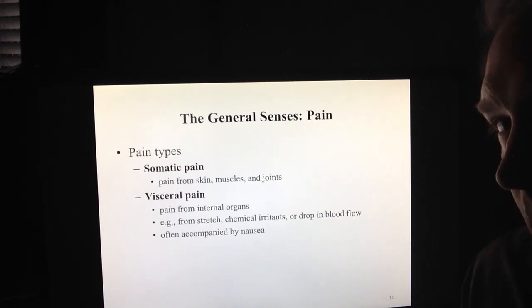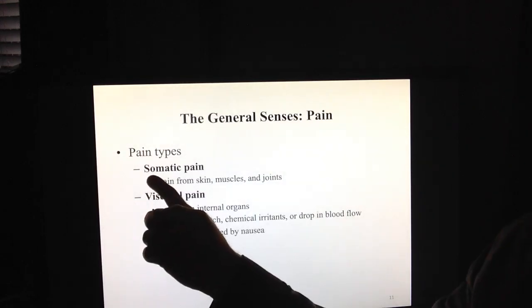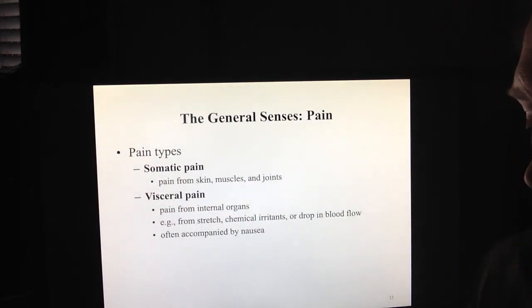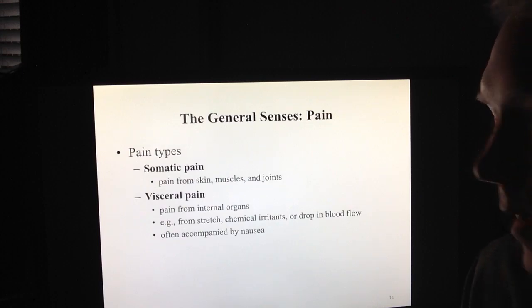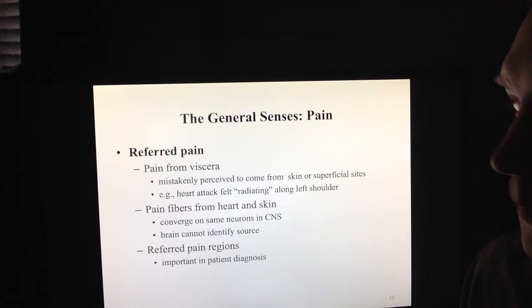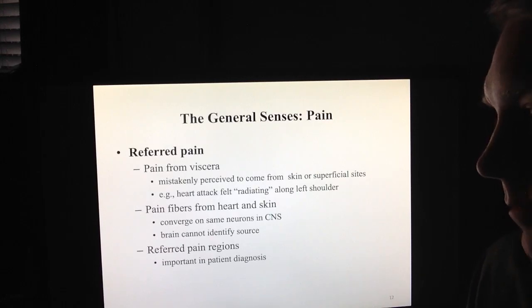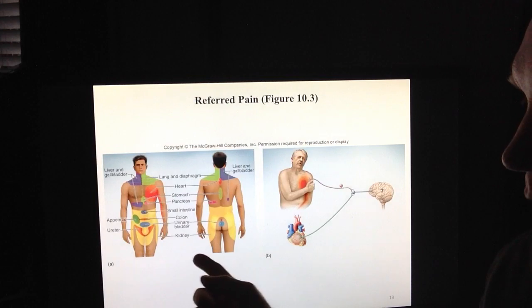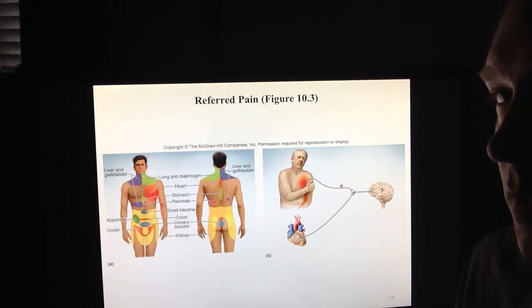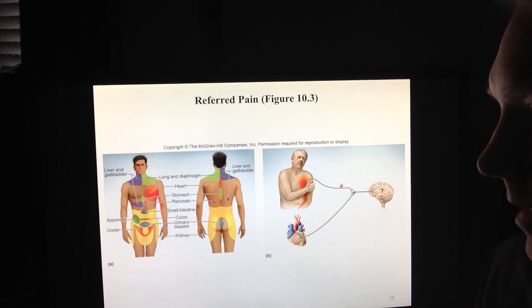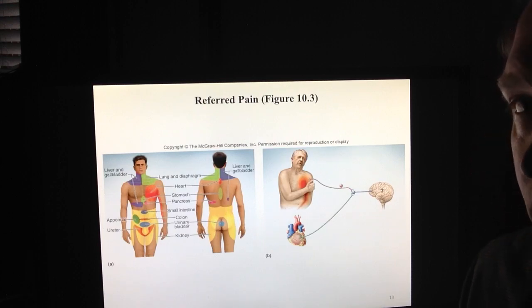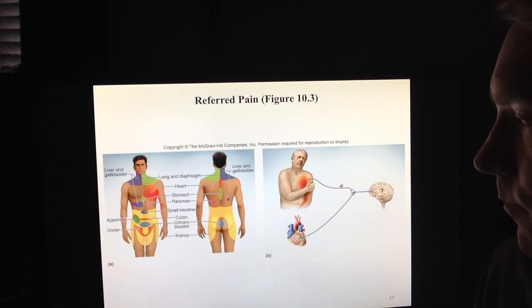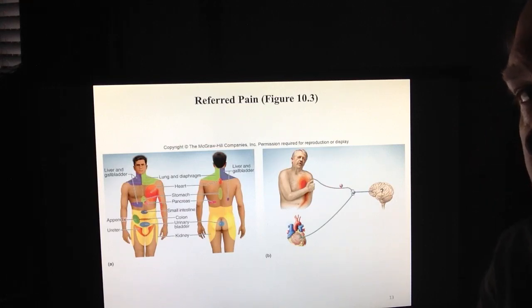Soma, somatic, the first part of this word is body, and that's body pain, muscles, etc. Visceral pain, that's pain in your organs. Now referred pain is fairly complicated, but it's referred to a different area than where it's actually occurring. You won't see this on the online quiz and lecture. It's fairly detailed, but it tells you where pain is referred to. Angina pectoris, pain felt shooting down the left arm from a heart attack, is pictured on this side.